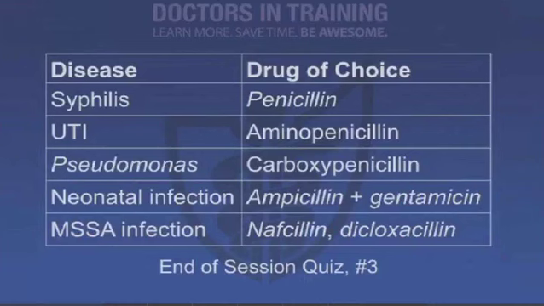Which penicillin drug would you use given the following infection? So syphilis. Remember, we talked about syphilis. What do we use? Well, we're going to use our plain Jane penicillin, or IV penicillin. UTI. Though this is not the first line for a UTI infection, if we're talking about which penicillin we're going to use, you're going to use your aminopenicillins. Because remember, those aminopenicillins or extended spectrum penicillins will cover more gram-negative rods.